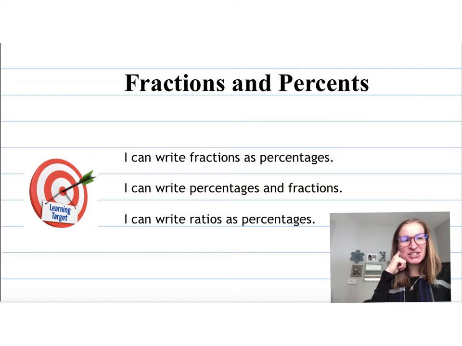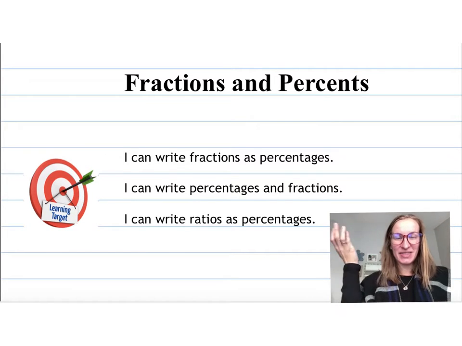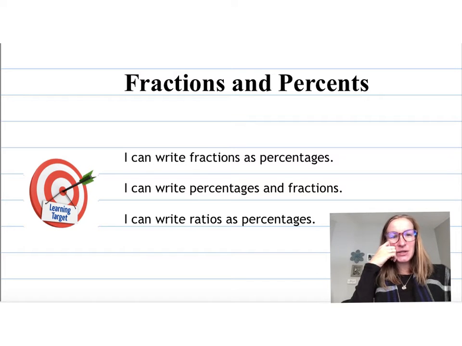So I can write fractions as percentages. I can write percentages as fractions. And then I can write ratios as percentages. So this is another one of writing equivalents. We're just trying to write fractions and percents, numbers that can represent the same thing but look different. So think about what you already know about fractions and percents, and then get ready to get to it.